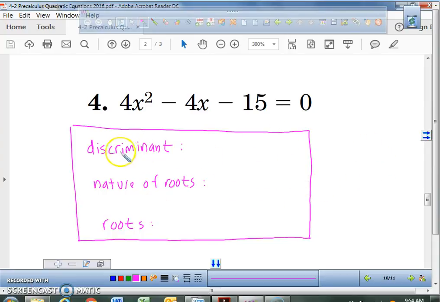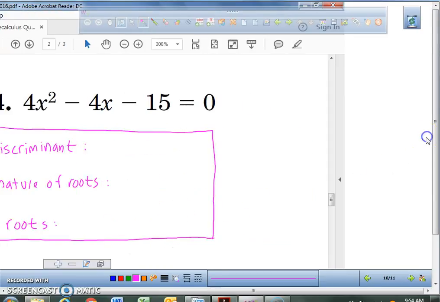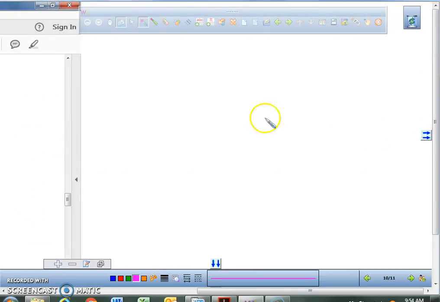Now, the three things you need to find in problem number 4, what you're doing in your journal, are the discriminant, the nature of the roots, and the actual roots. So we're going to be using this thing called the quadratic formula. I'm not expecting you to memorize it, but I am expecting you to be able to use it.